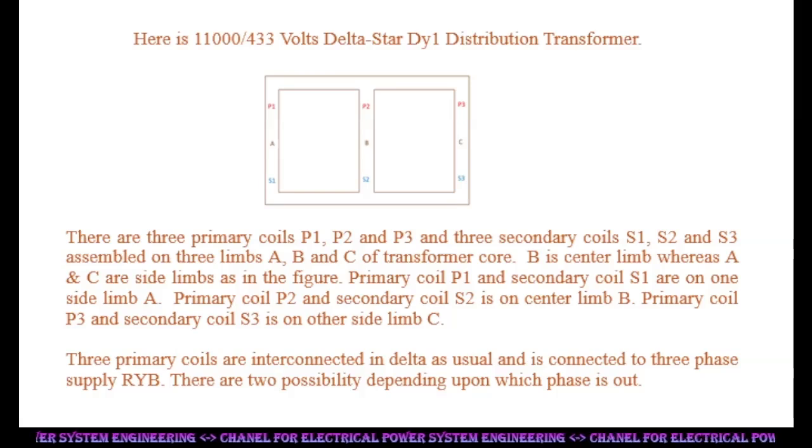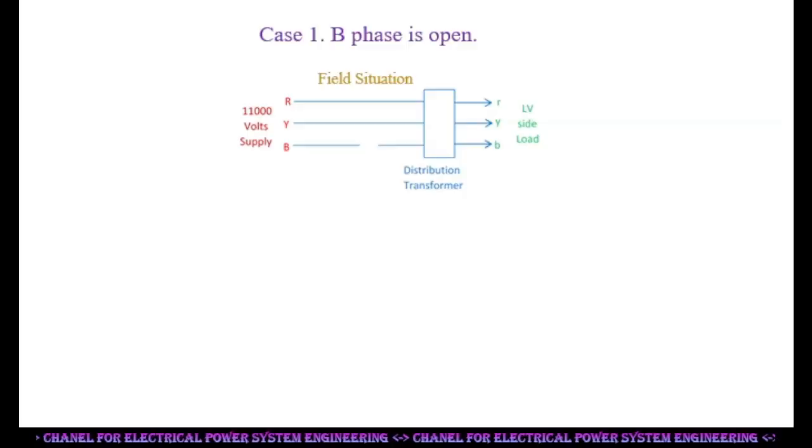Primary coil P1 and secondary coil S1 are on one side limb A. Primary coil P2 and secondary coil S2 are on center limb B. Primary coil P3 and secondary coil S3 are on the other side limb C. The 3 primary coils are interconnected in delta as usual and connected to 3-phase supply RYB. There are 2 possibilities depending upon which phase is out. Case 1. B phase is open.